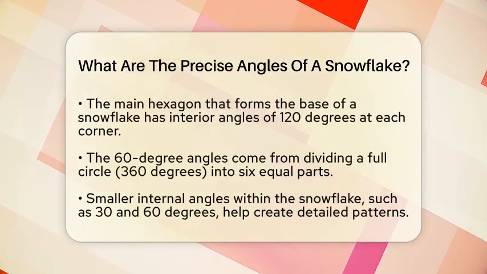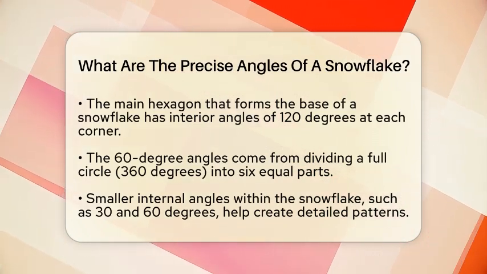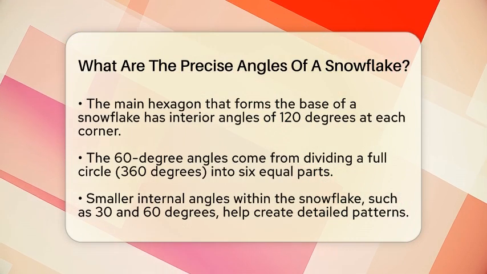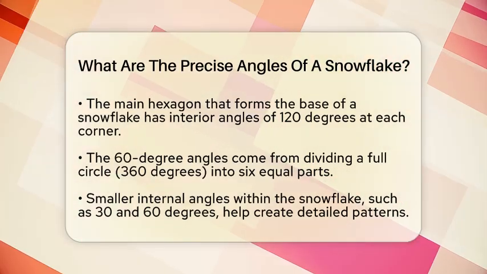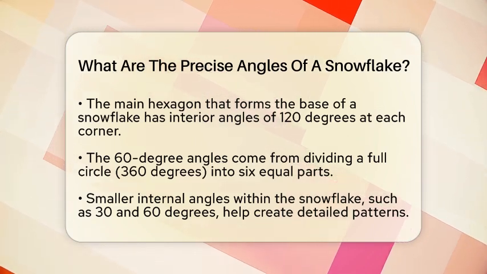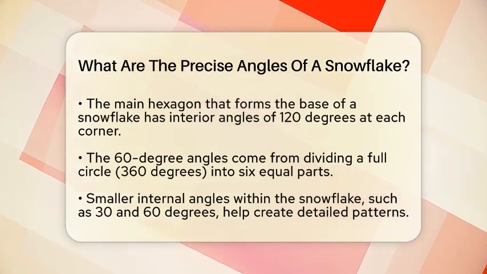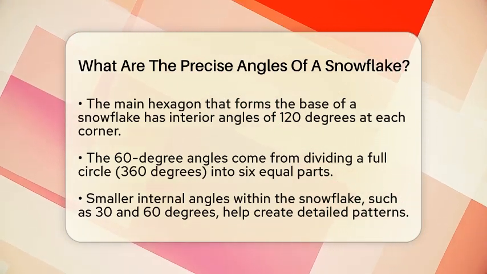Now, inside each arm of the snowflake, smaller shapes like triangles and diamonds appear. These shapes often have angles of 30 degrees, 60 degrees, and sometimes 90 degrees. For example, when ice crystals grow, they tend to form tiny triangles with angles of 30 degrees or 60 degrees, which help shape the detailed patterns we see.